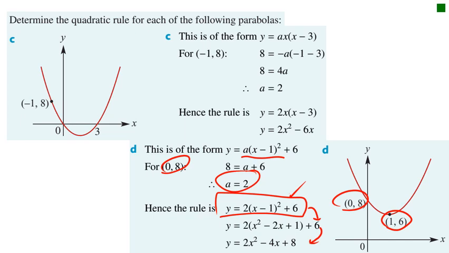Okay, but wait, there's more. Let's see what the next thing is. Okay, so this is part C, and what we see is that we've got, oh hello, look at this, we've got the two intercepts here, and so we can say this is in the intercept form. Remember, the intercept form looks like this: y equals a(x - b)(x - c).